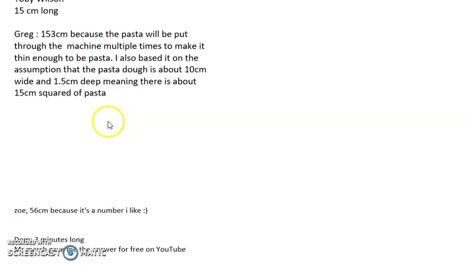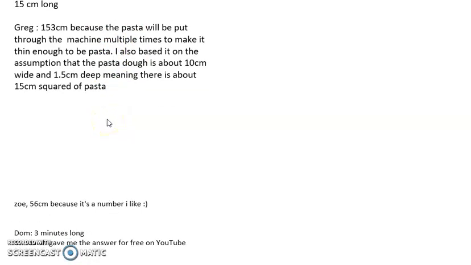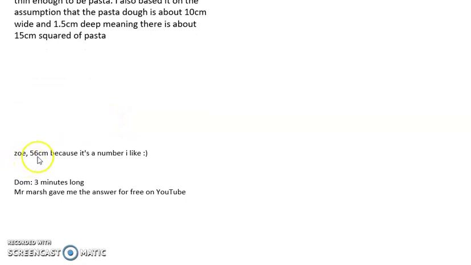Going on to the year 10s, I dread to think what we're going to see here. So he's at 56, a number I like. I mean, it's good to have favourite numbers. I'd be interested to hear why you like that number so much. 56, it doesn't seem that important to me, but maybe you can explain that. Not quite correct, but not far off.